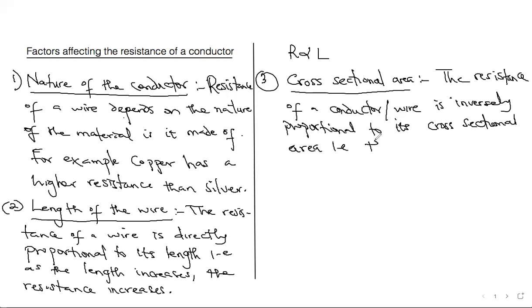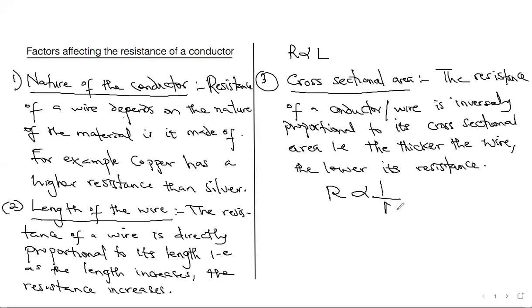That is, the thicker the wire, the lower its resistance. So R is inversely proportional to the cross-sectional area.